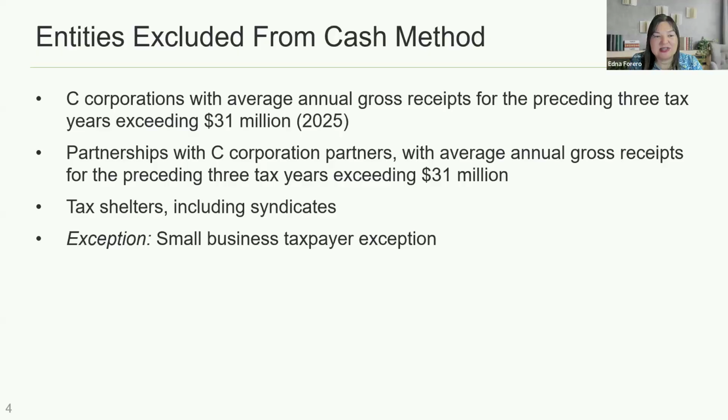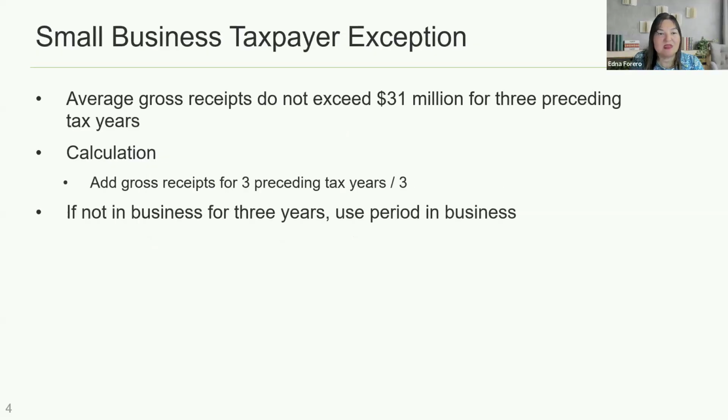Tax shelters, syndicates can't use the cash method. There is an exception, excuse me, for small business taxpayers. And we'll talk about that here next as well. So even if the taxpayer wants to use the cash method for accounting, please make sure that you've checked to see whether or not one of these exclusions applies to their business.